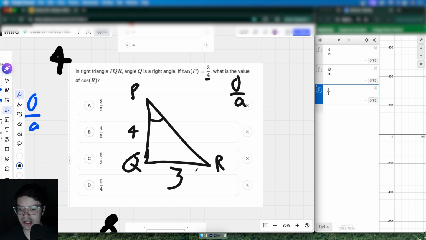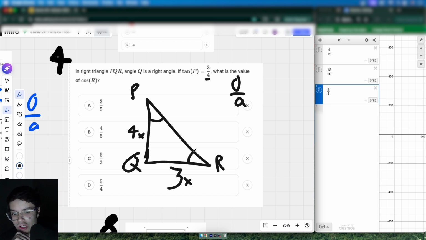So one way we could show this is just by putting a variable after it. So we could say 3x and then 4x. That's showing here that we don't know what x is. X could be any number under the sun, but we know that the ratio must multiply out to 3 and 4. Okay, it says here, what is the value of cosine of r?